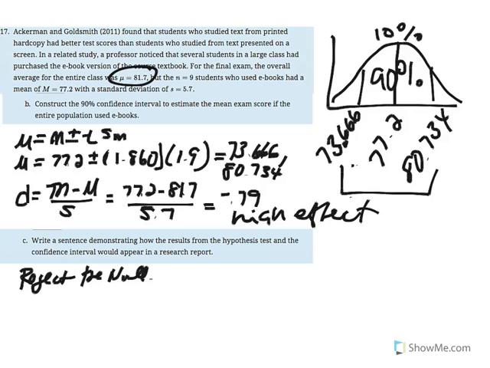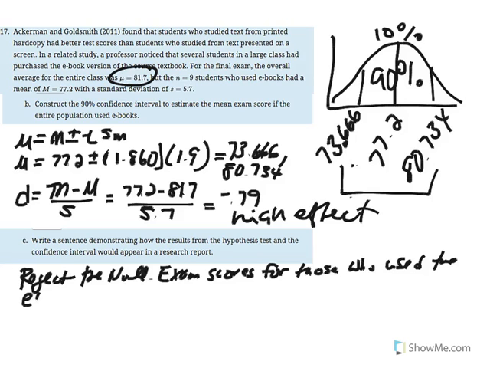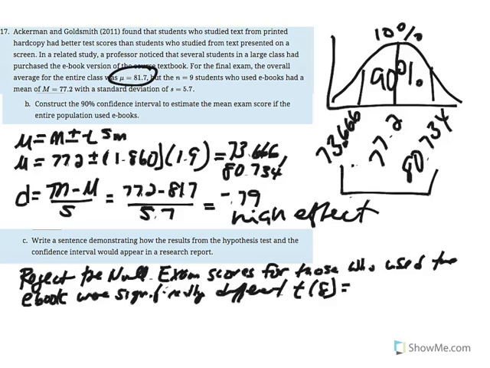So we're going to conclude that the exam scores for those who used the ebook were significantly different, and we indicate what kind of test we conducted. We conducted a t-test. The degrees of freedom were equal to 8 and our t-statistic was equal to negative 2.368. Our probability statement indicated that the probability of obtaining that t value is less than our alpha, which is good, which means we got to reject the null.